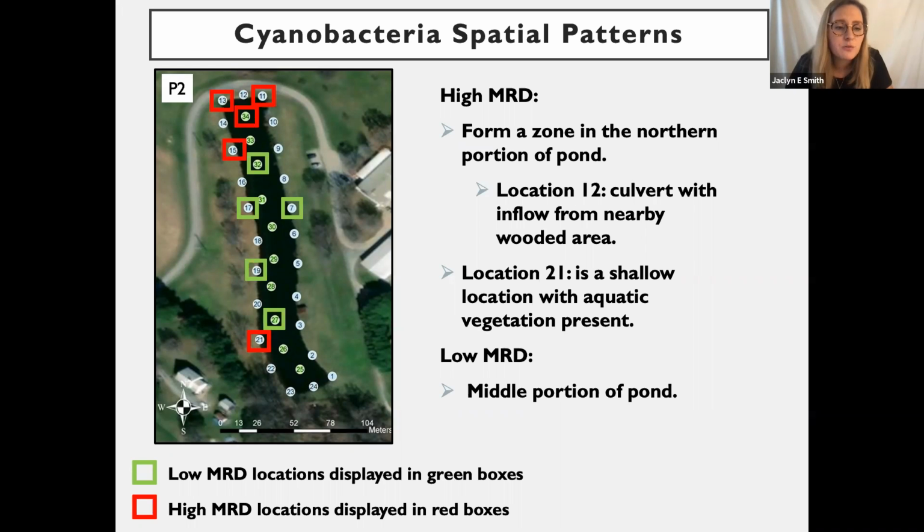But in regards to the zone in the northern portion of the pond, it's rather interesting because location 12 actually has a culvert there. And anytime this pond gets a decent amount of rain, there's usually some type of inflow from a nearby wooded area and an ephemeral creek.